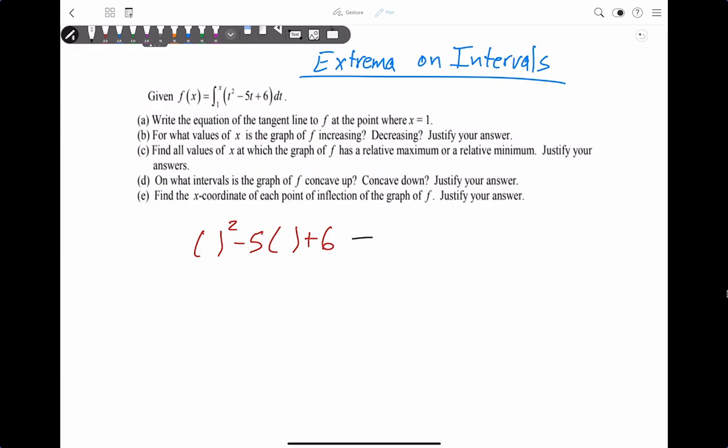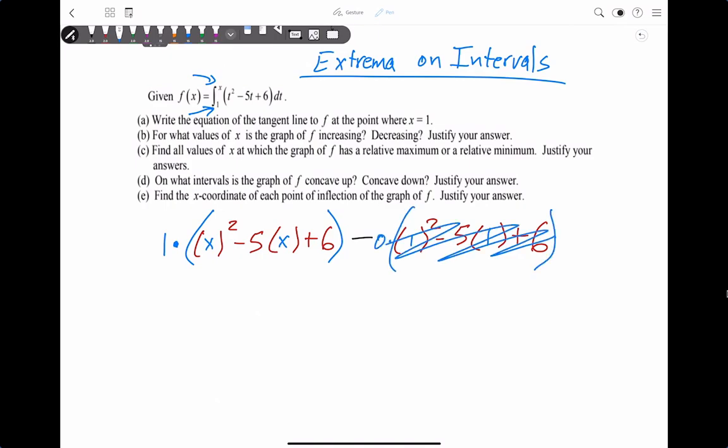And then I would minus all of this all over again. Parentheses squared minus 5 parentheses plus 6. Let's plug in our upper limit. So we have x, all this is multiplied by 1, which is the derivative of x. And then whenever I plug in my lower limit, I have a constant multiplied by the derivative of a constant. All of this will zero out, okay? So this is what I'm going to be left with as far as the derivative of the right side. So I'll say x squared minus 5x plus 6 is that answer on the right side of the equal sign.